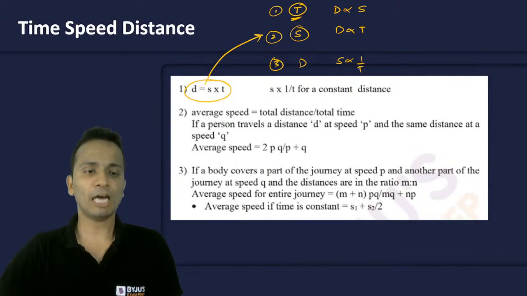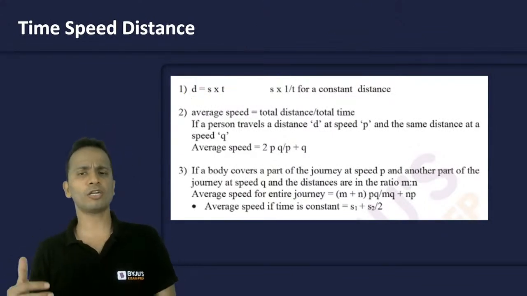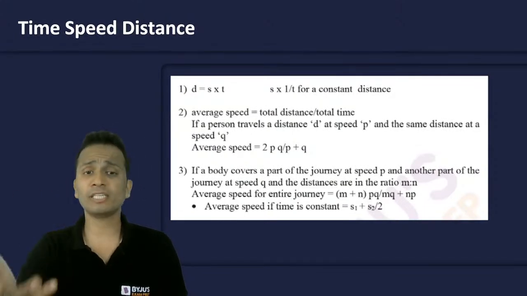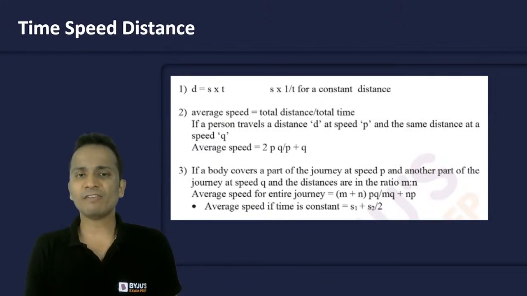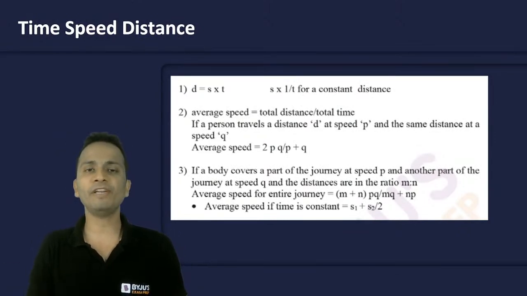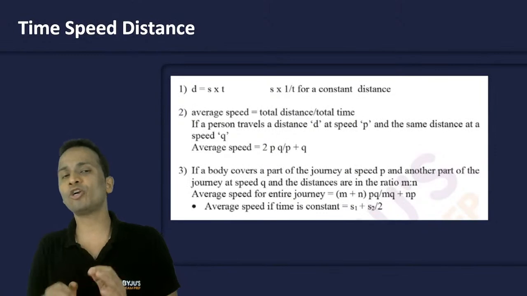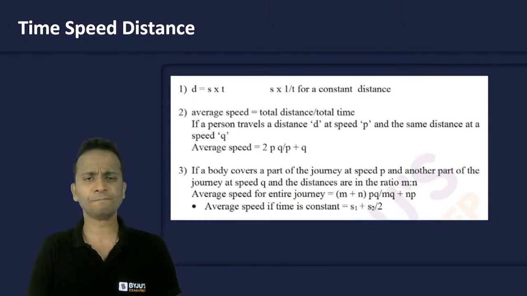Now the next thing is the logic of average speeds, or how to calculate the average speed with some given things. Average speed, we all know that it is equal to total distance upon total time, but not every time we will use this formula. Obviously, we can use this formula every time, but we will not, because we have certain shortcuts with us.